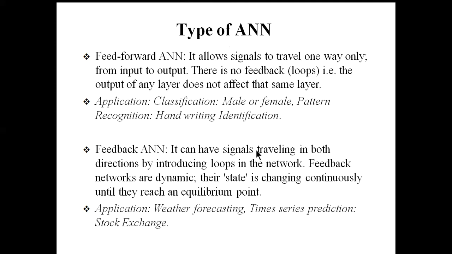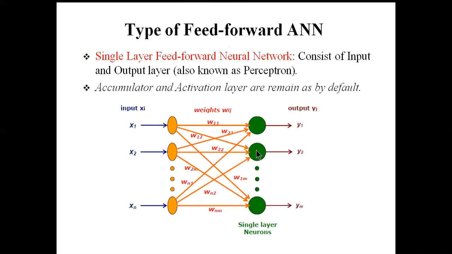The applications are like weather forecasting, time series prediction, stock exchange, like petrol diesel price, like the price of petrol diesel tomorrow, that is also dependent on the previous data. So if you want to predict the petrol diesel price, obviously there should be some kind of feedback from output towards the input end. So this kind of neural network is called a feedback artificial neural network.